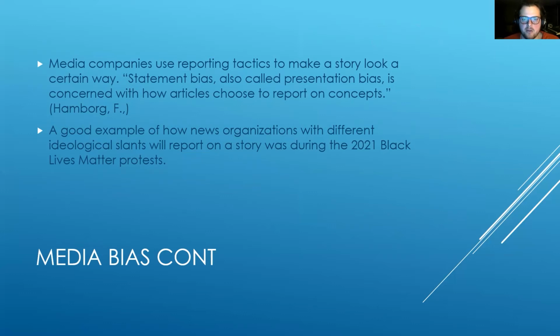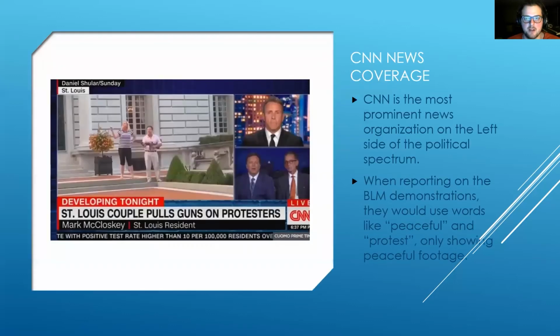A good example of how news organizations with different ideological slants will report on a story was during the 2021 Black Lives Matter protests. Here we can see an example of CNN's news coverage. CNN is the most prominent news organization on the left, the liberal Democrat side. When reporting on the BLM demonstrations, they would use words like peaceful and protest, and they would only show the peaceful footage, right? So here we see, St. Louis couple pulls gun on protesters.